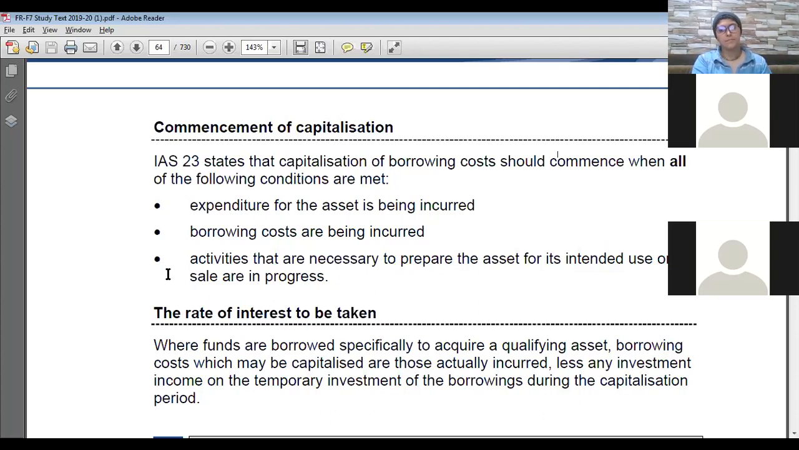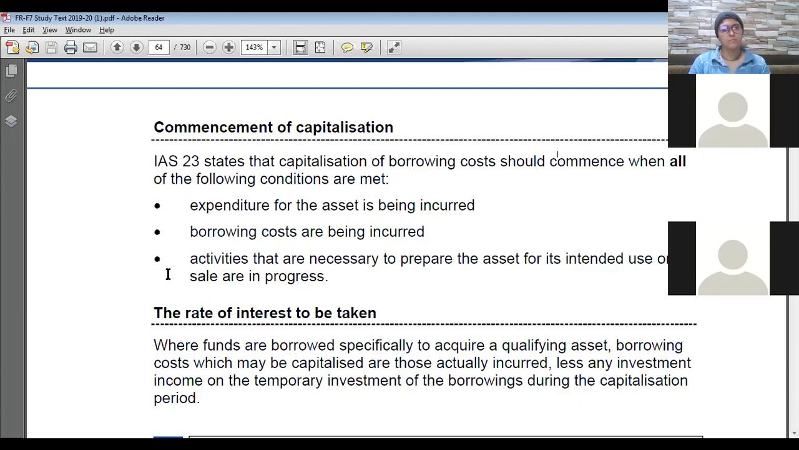Now we need to see all the conditions together. So 1st of January borrowing cost is incurred, but there is no expenditure on the asset. So capitalization cannot start from the month of January. Building construction started from 1st of March. So on 1st of March, both the conditions are satisfied. That is, expenditure on asset is also incurred and borrowing cost is also there. And third most important condition is construction activity should be in process. So yes, from 1st of March, construction activity is in progress.